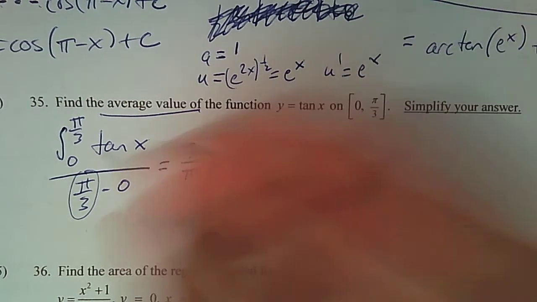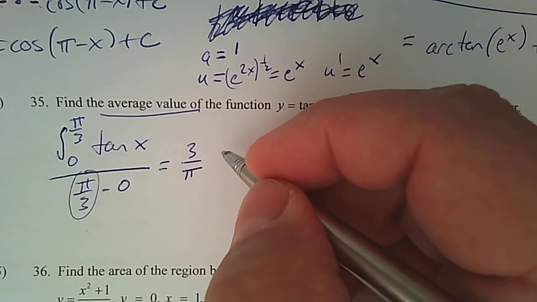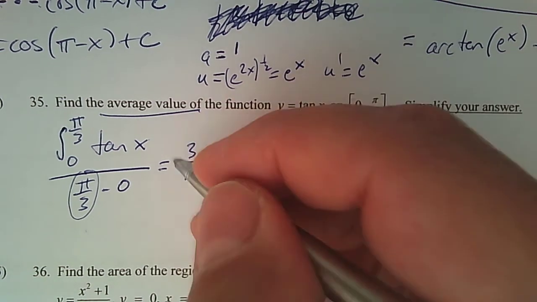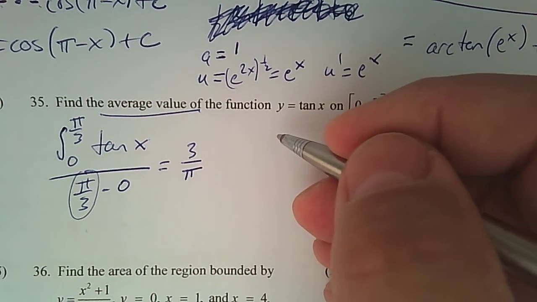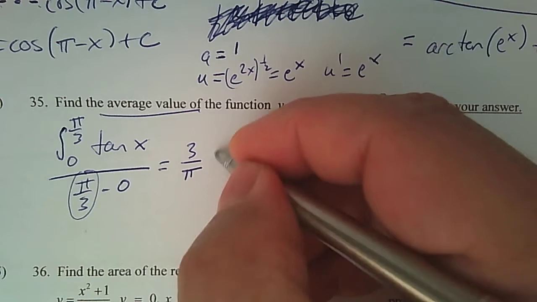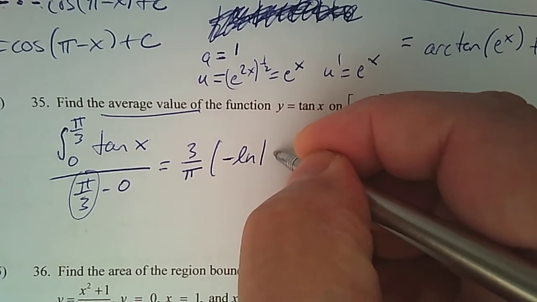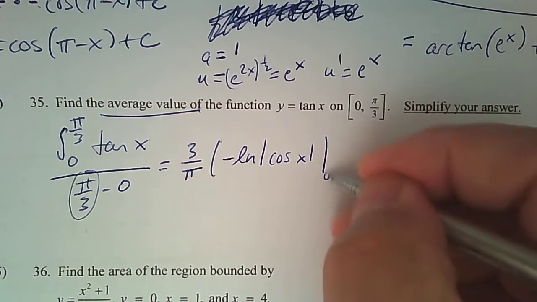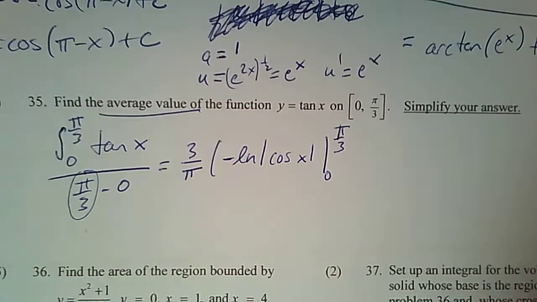And then how do you integrate tangent? So is there a rule for that? Oh yeah, that's sine over cosine. So it's negative ln. Do you remember that one? So it's going to be negative ln cosine. And then I'm integrating from 0 to pi over 3.